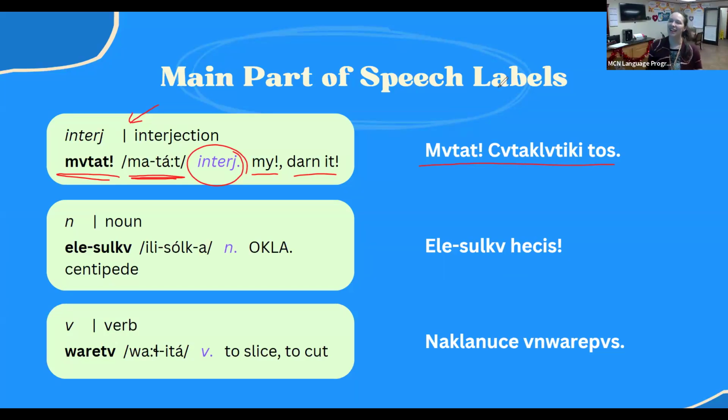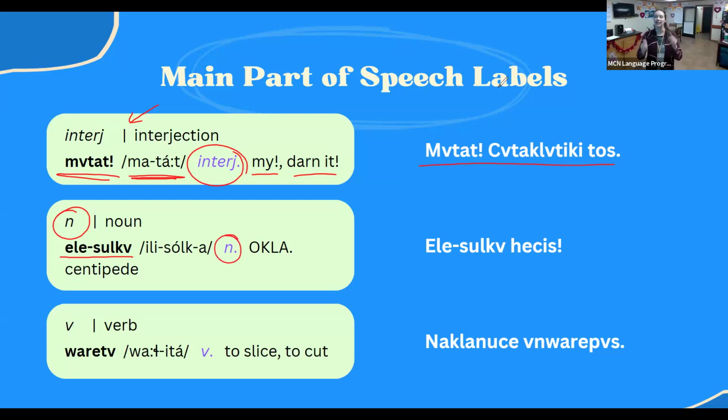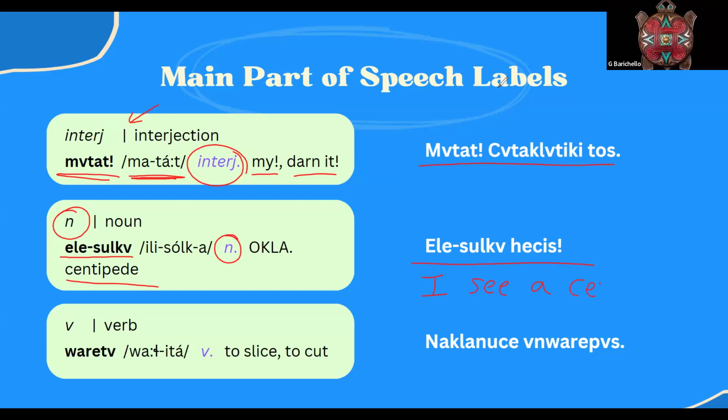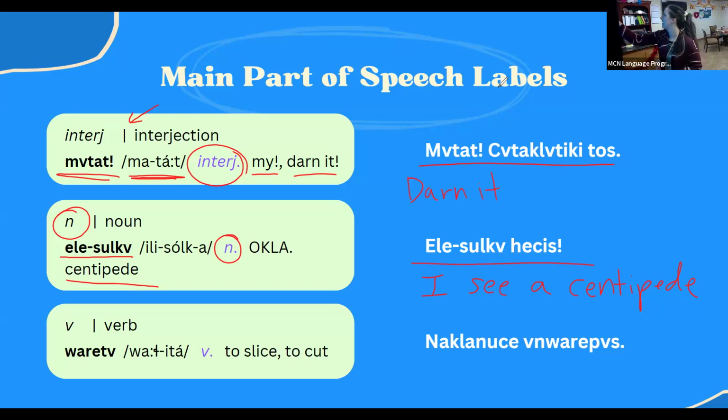Our next one, noun, is represented only by an N. So just a nice little N for noun. The example I have is ilisuga. Here's the part that shows that it's a noun, and it means centipede. Literally, it means many legs, a lot of legs. My example sentence here is: I see a centipede. Here, I'll write that down. And then this one, I'll write down too. Darn it. I fell.